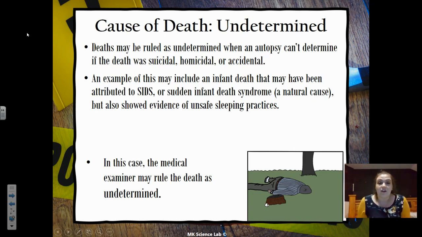Deaths may be ruled undetermined when an autopsy can't determine if the death was suicide, homicide, or accidental. So if you can't narrow it down on your autopsy, then it's undetermined. An example may include an infant death that may have been attributed to SIDS, sudden infant death syndrome, a natural cause, but also showed evidence of unsafe sleeping practices. You could call that negligence, accidental. In this case, the medical examiner may rule the death as undetermined.